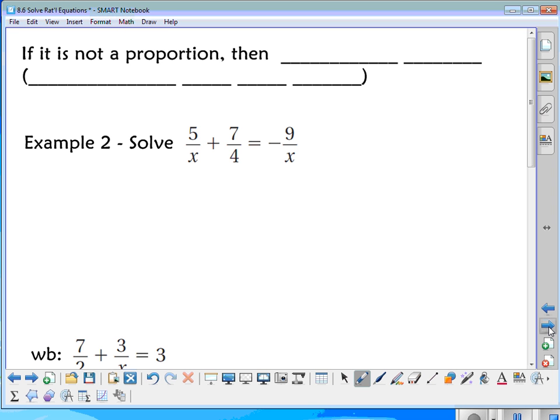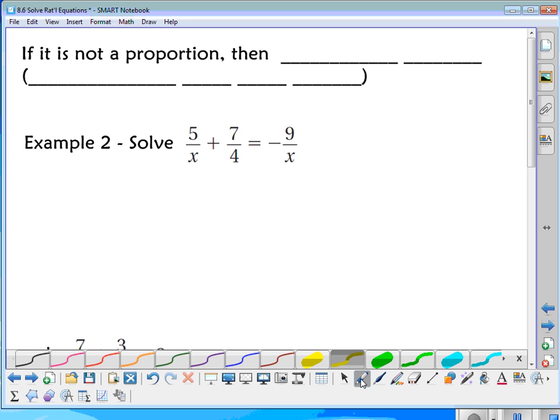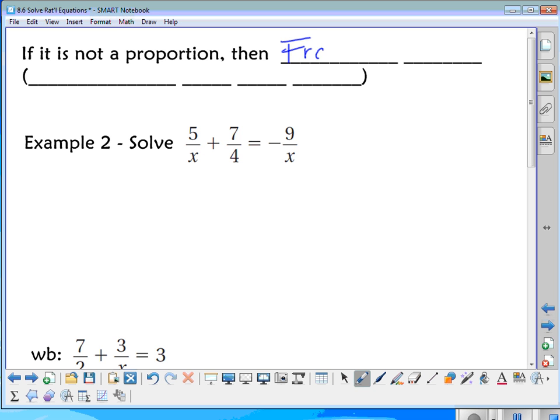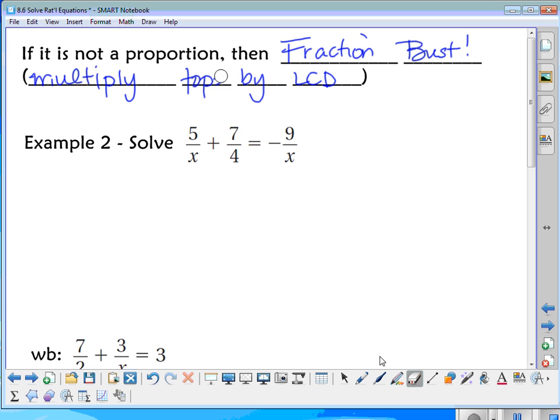So if it's not a proportion, if you've got some plus or minus signs between your fractions, then we're going to do fraction busting. Okay, so what I mean by fraction busting is we're going to multiply the numerator, or the top, by the lowest common denominator. And that's going to make the fractions go away.